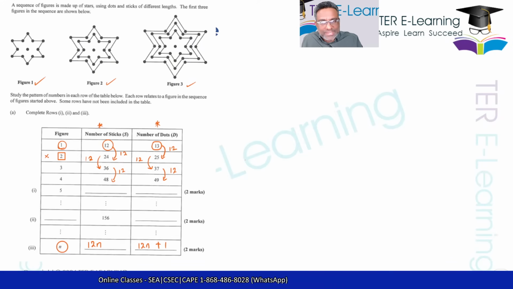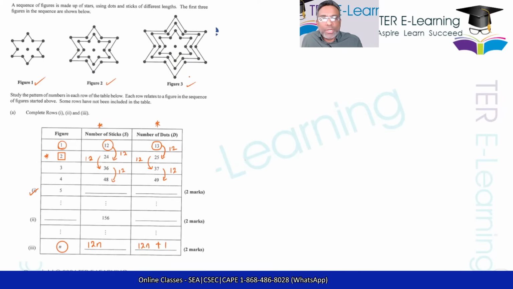If we test it with the second figure, 12 by 2 is 24. 24 plus 1, we get 25. That's also correct. So the first thing I would suggest that you do in a question like this is to try to figure out which one is actually going to give me the correct answer here. So 2 marks for this.